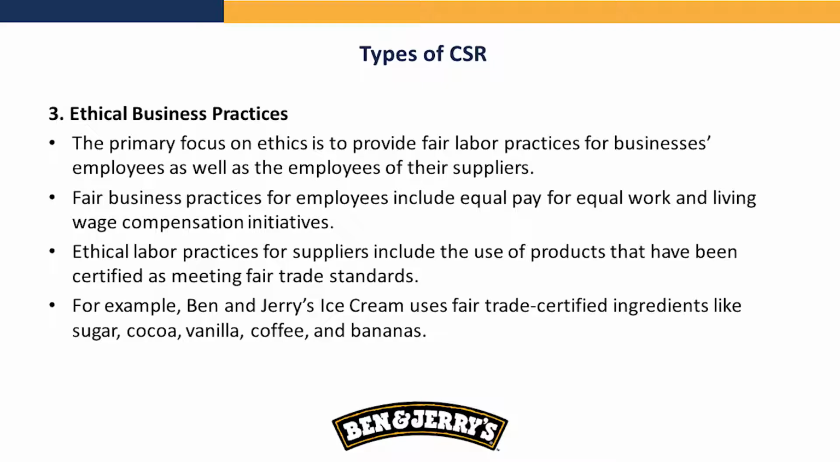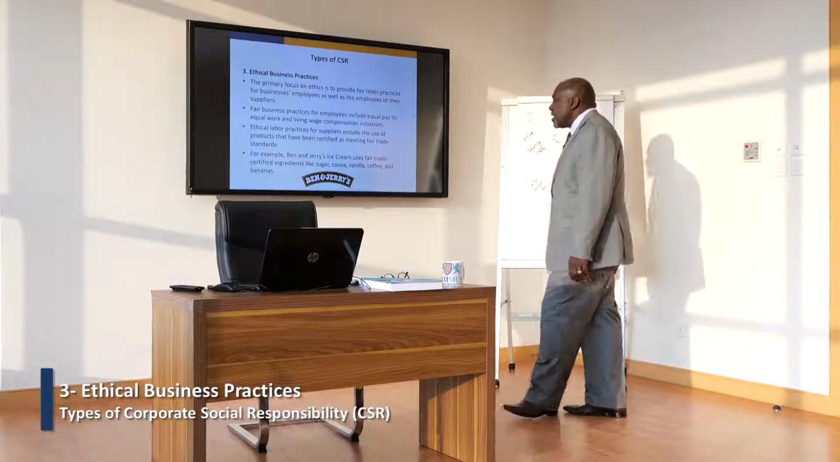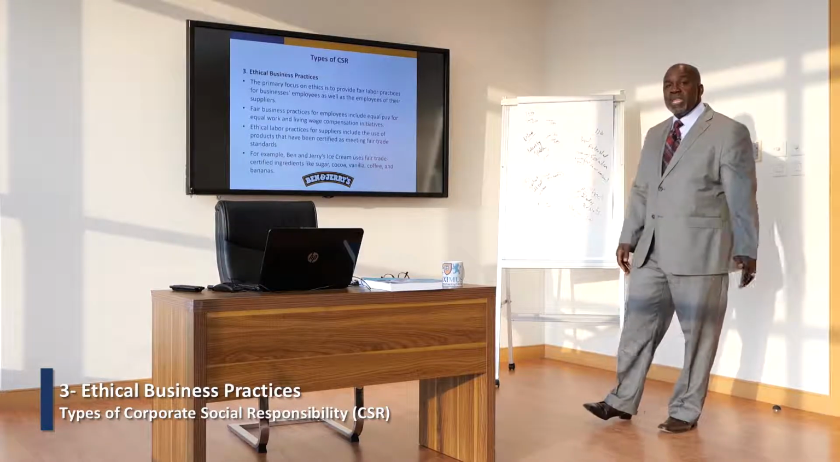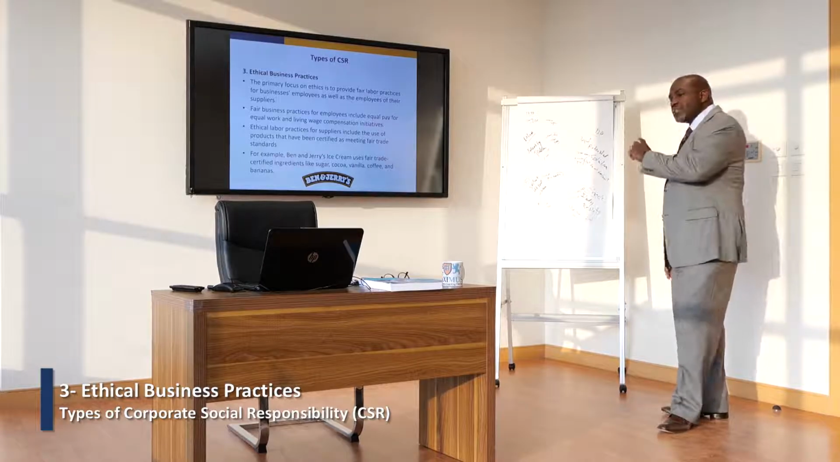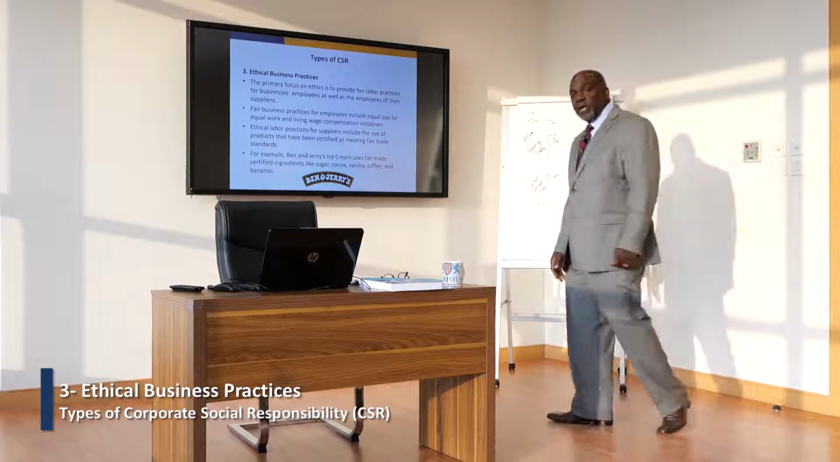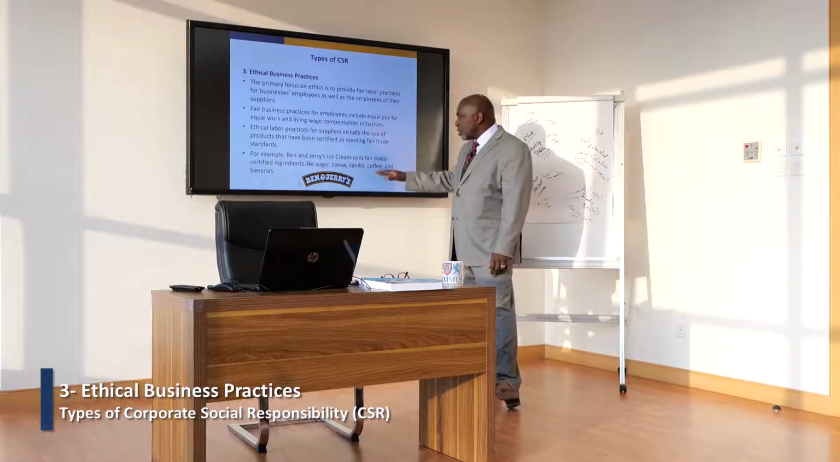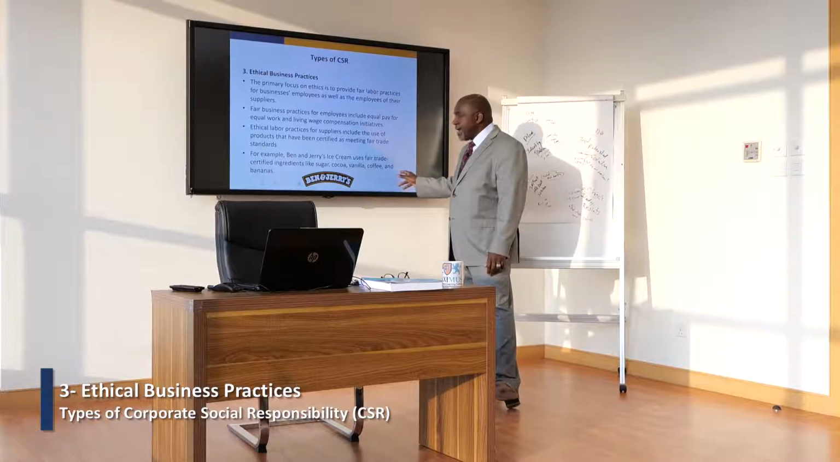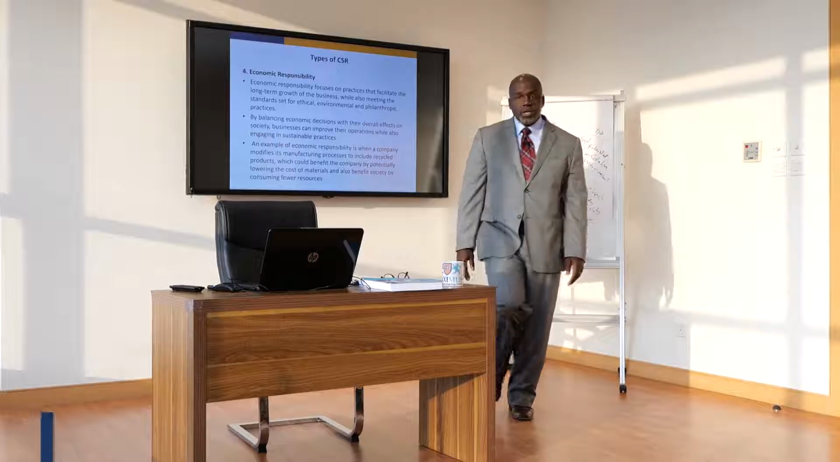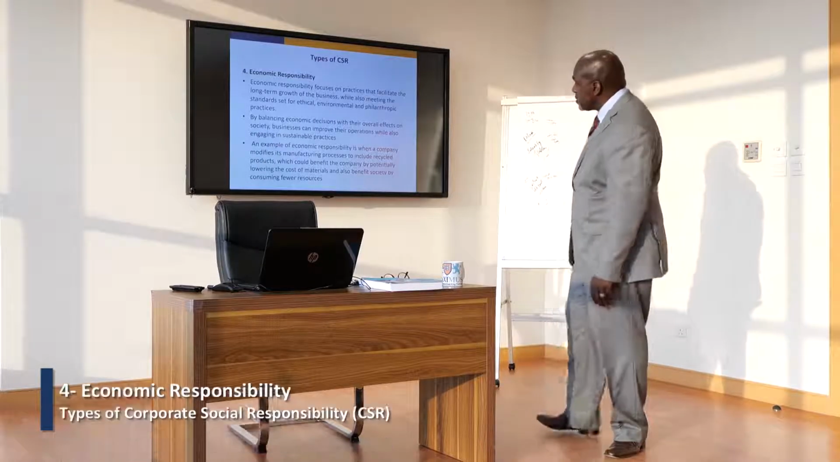For instance, Ben & Jerry's ice cream uses fair trade certified ingredients, meaning that their suppliers all must have a program in place where their employees are paid a living wage, right? So they ensure that no sugar, cocoa, vanilla, coffee, or bananas go into their ingredients if it comes from a supplier that's not doing right by their employees.